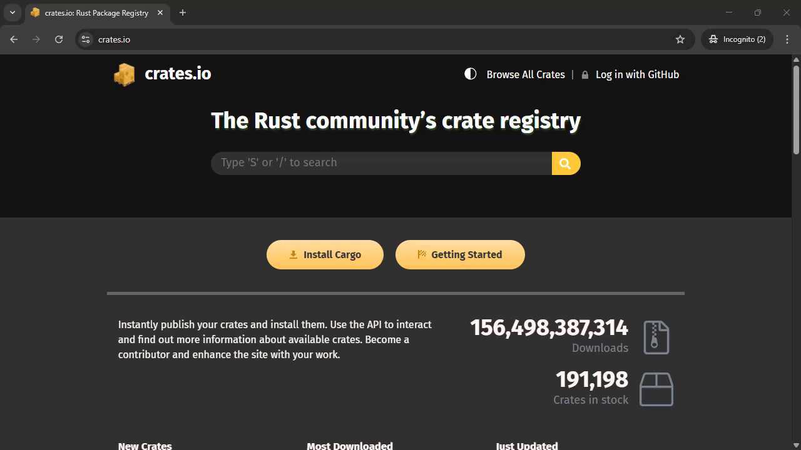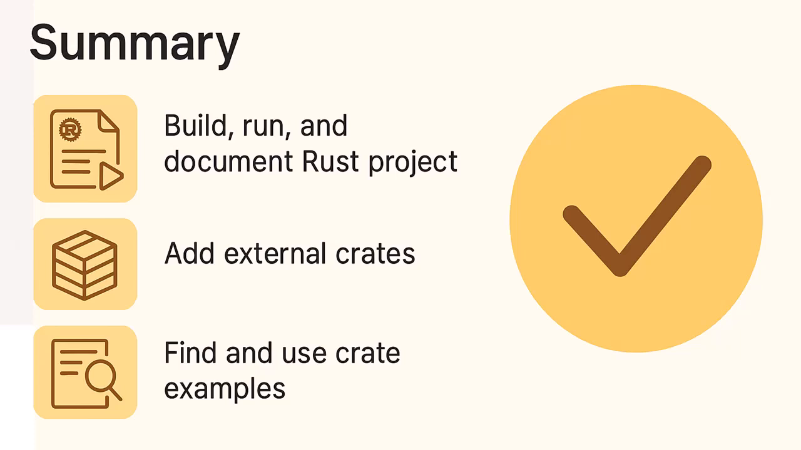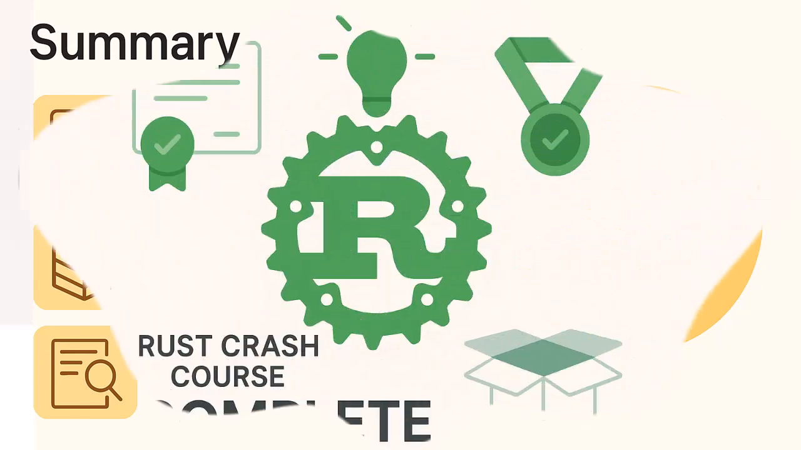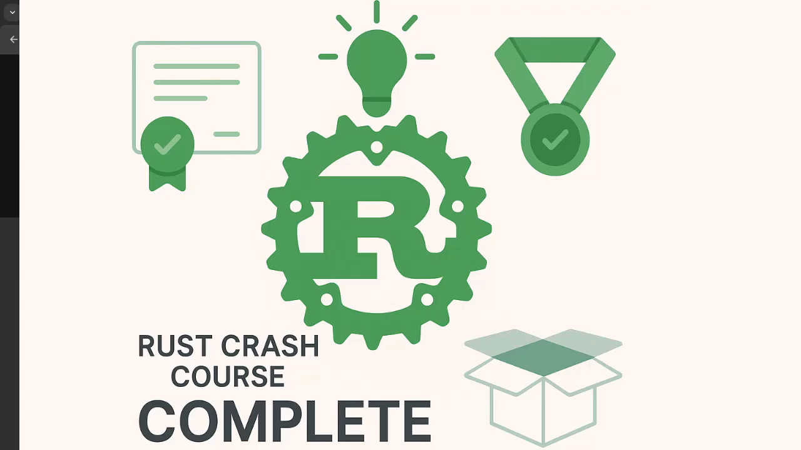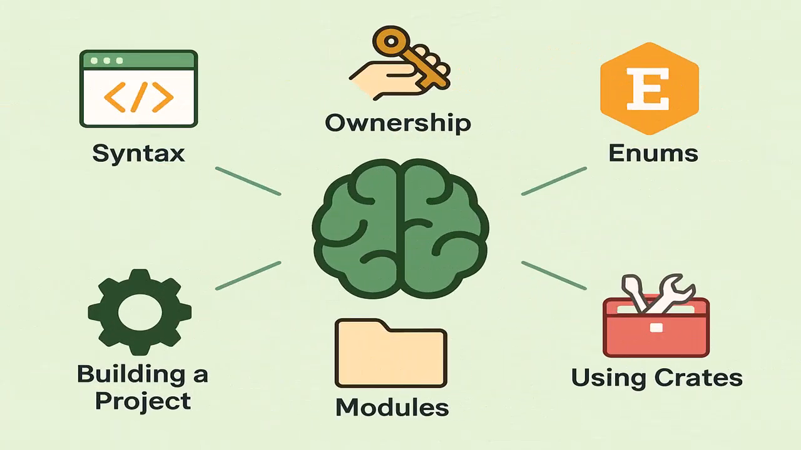Right, this brings us to the end of the crate and cargo section. So now you know how to build, run, and document your Rust project, how to add external crates from crates.io, and where to find crate examples and how to use them. And that's it. Your Rust crash course is complete. You've covered a lot: syntax, ownership, enums, modules, building a project, and using crates, all in under 1 hour.